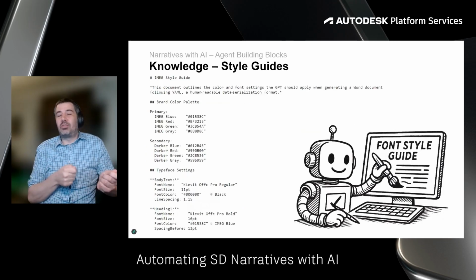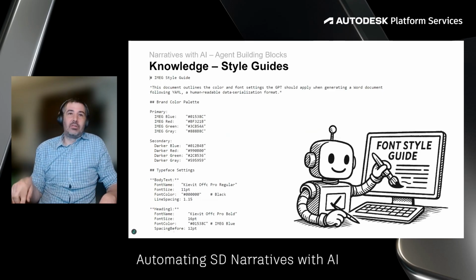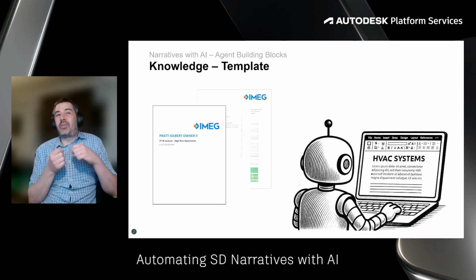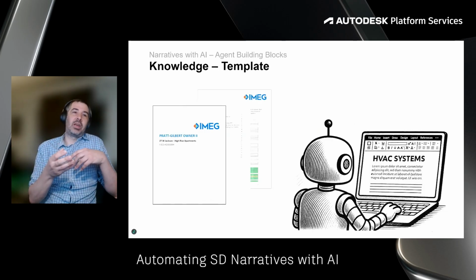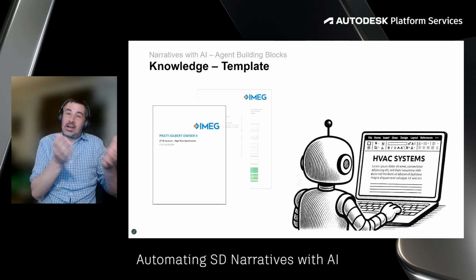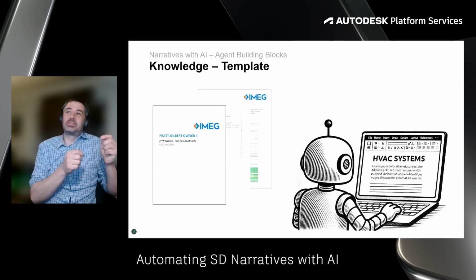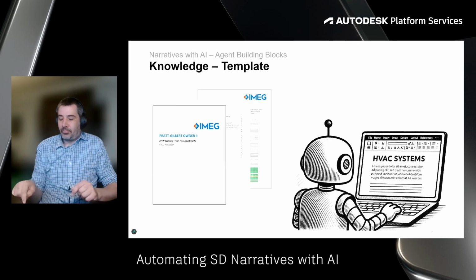For style guides, we outline all the different fonts that are standard to IMake. We have all the colors in there. Again, this is just reinforcing, hey, follow these formats whenever you output the final document. And finally, the best way I've found to get the imagery, like the IMake logo and the exact fonts, is to feed it a copy of a Word document and have it replace the pieces of the Word document.